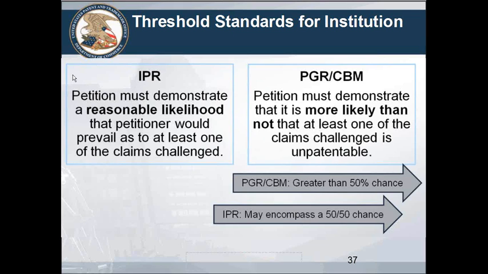We did have a lot of comments asking for clarification. What does that mean? And what is the difference between these standards? So we tried to do a little visual there. For PGR and CBM, it's a higher threshold. It's a greater than 50% chance. So I think of it like preponderance. For IPR, we feel that it may encompass a 50-50 chance and maybe something a little less than that.